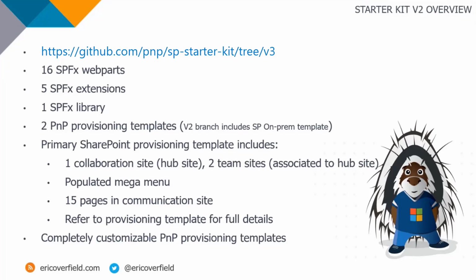What's included in the V3 component? So 16 web parts, 5 extensions. There's a library component as well. There are 2 provisioning templates. So there's the full provisioning template pre-built for you, as well as the XML that you would use to rebuild it, if you want to rebuild a .pnp file. There's another one for just the SharePoint Framework components.